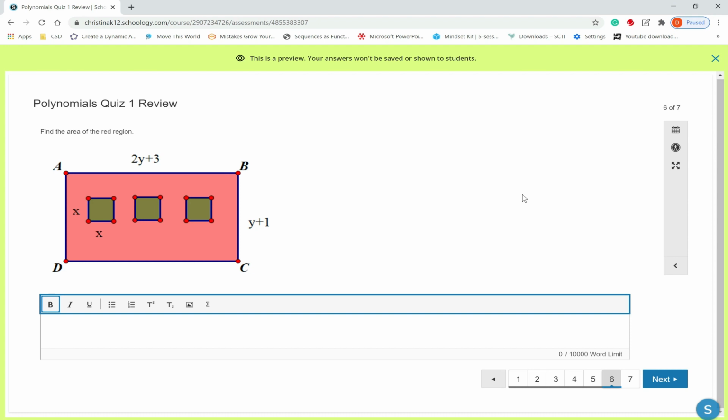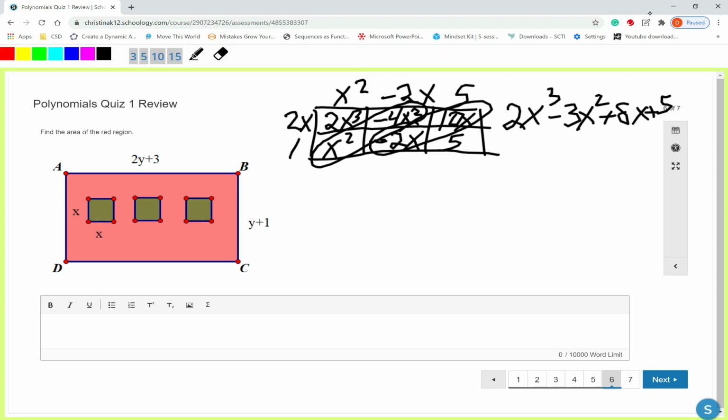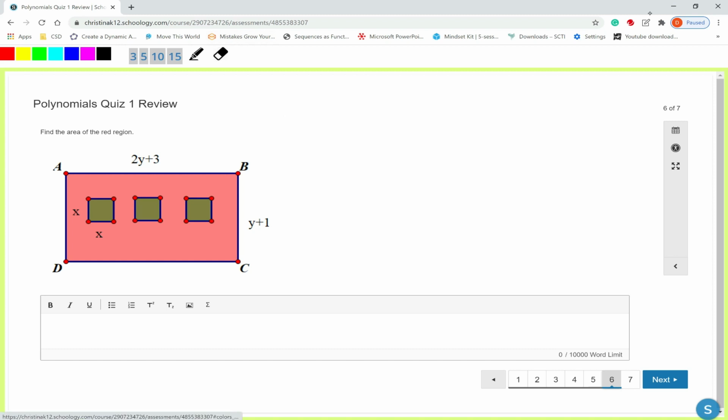Number 6, we're being asked to find the area of the red region. So first, we're going to break this down to 3 steps. First, let's clear out the old stuff. So let's break this down to 3 steps. First, we want the area of the rectangle.